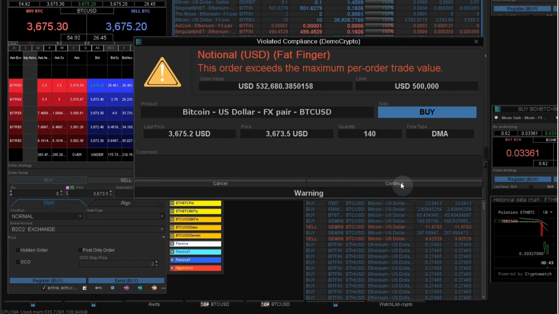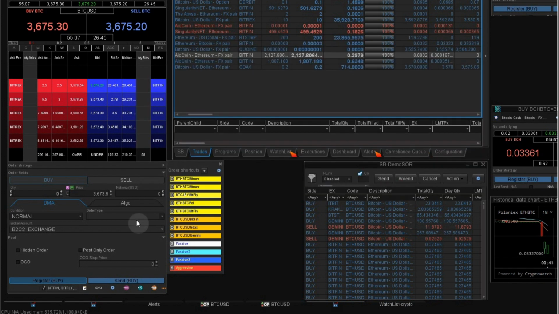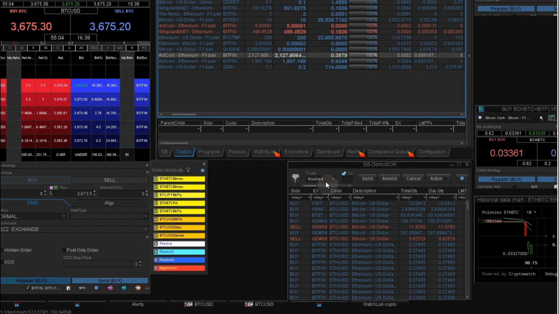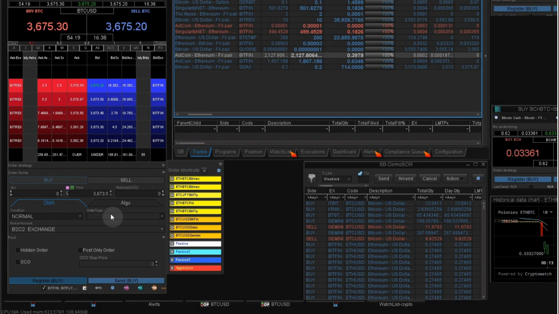The next level is an approval limit, which requires a second user, such as the portfolio manager or head trader, to validate the order before the trader can release it to markets. As you can see, the continue is grayed out because of it. Here, I am putting this to pending, waiting for approval.